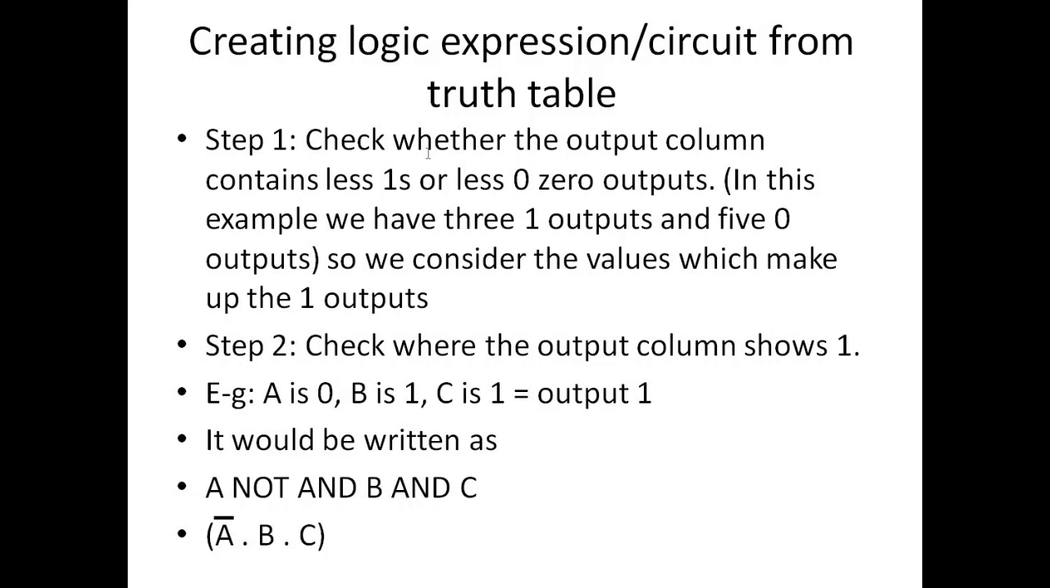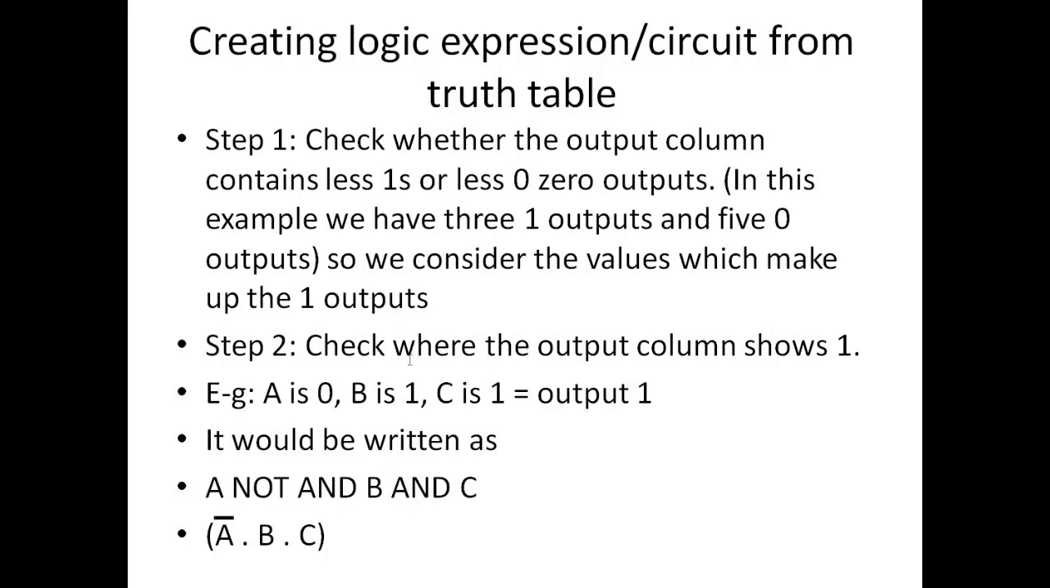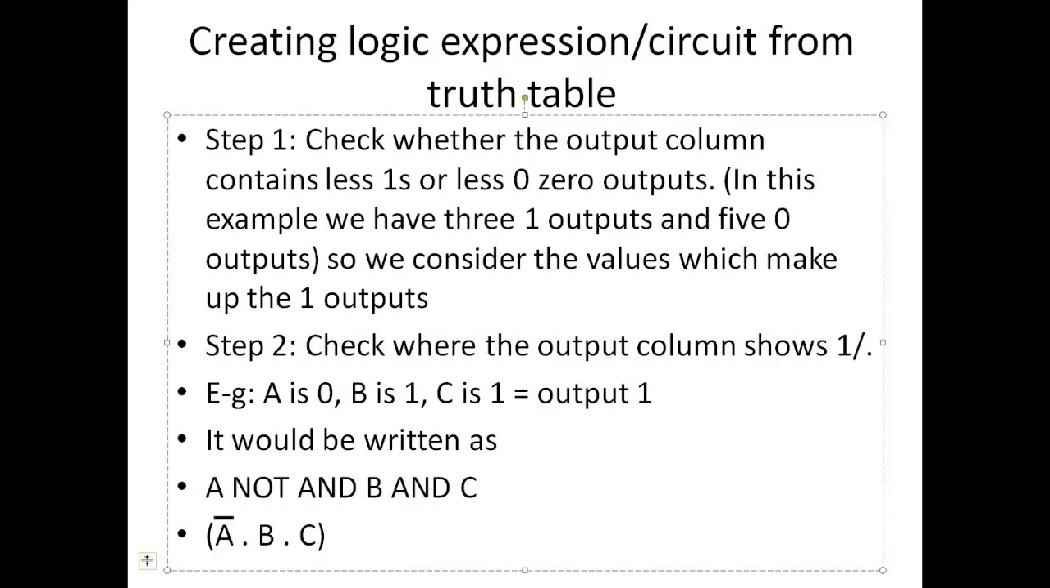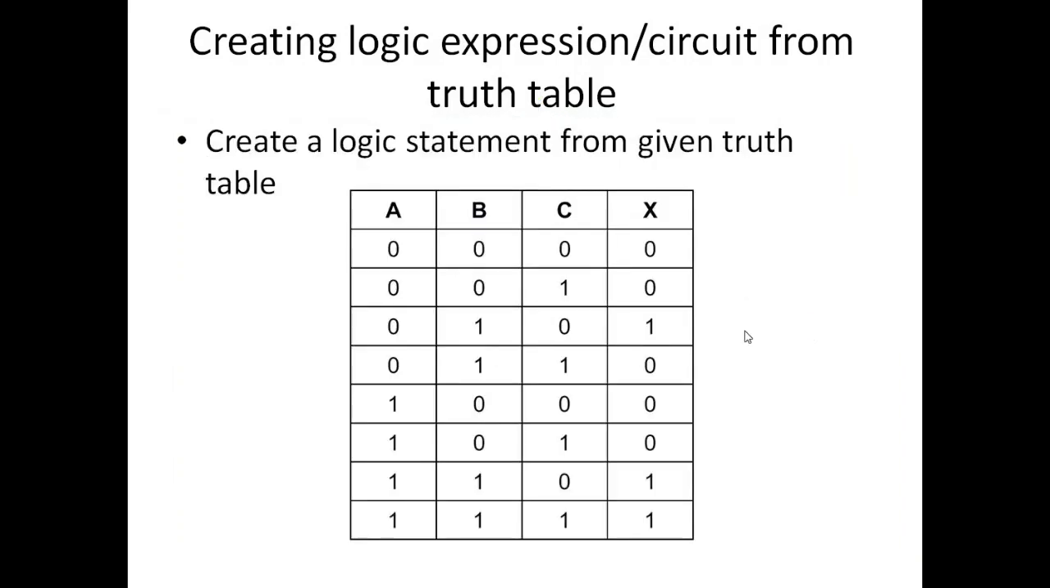For solving, step 1, first of all check whether the output column contains fewer 1s or fewer 0s. Over here in this example I have 5 zeros and 3 ones, so the number of 1 outputs is less. So check where the output column shows whichever output is occurring less, and put a mark next to it using your pencil or pen, like over here and over here, where I have a 1.